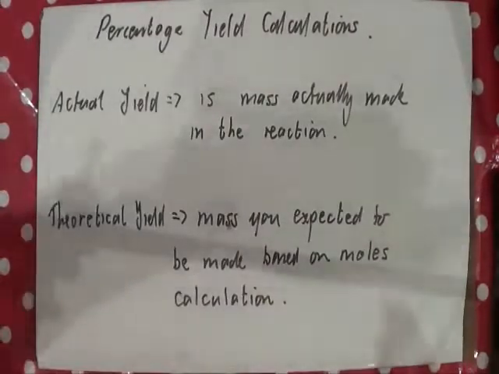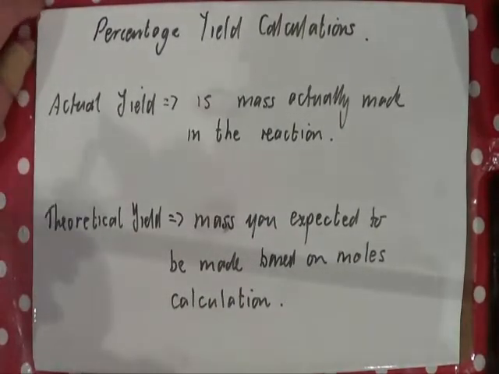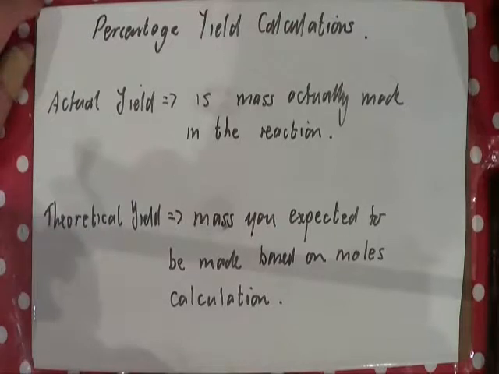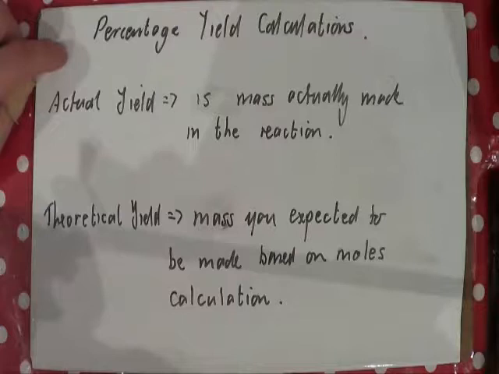Okay guys, so what we're going to have a look at today is this follow on from our moles calculations, where we're using balanced simple equations to calculate the amount or mass of a substance that we would produce in a reaction, or how much of a reactant we would start off with to produce a certain mass or a certain number of moles of a product. Today we're going to have a look at this phenomenon called percentage yield calculations.